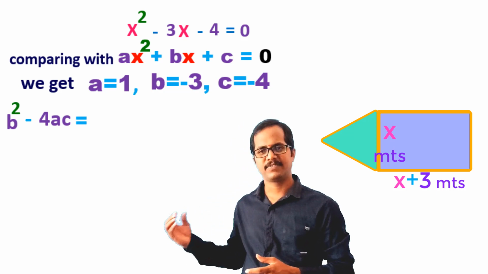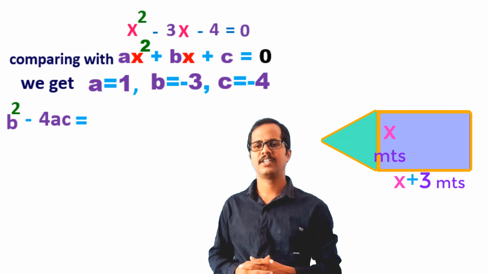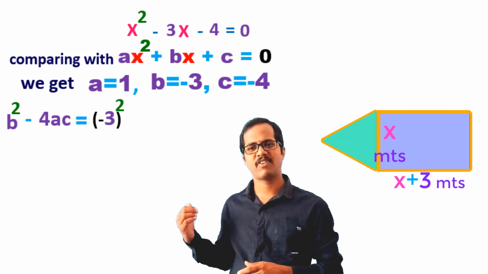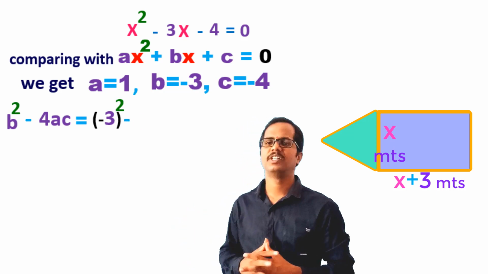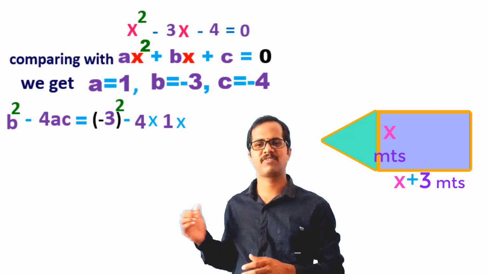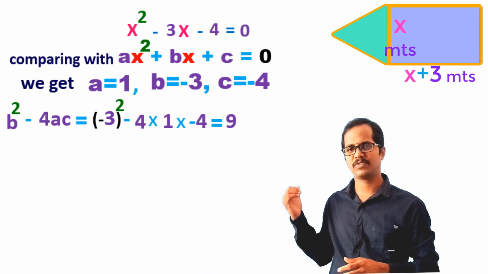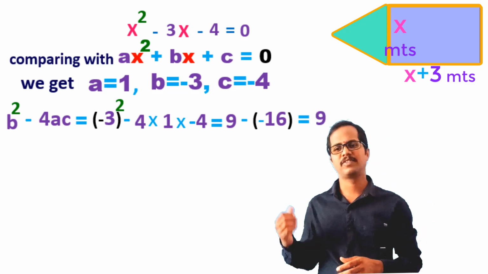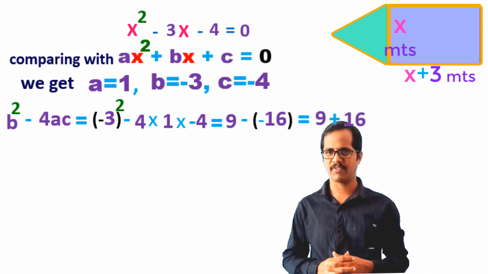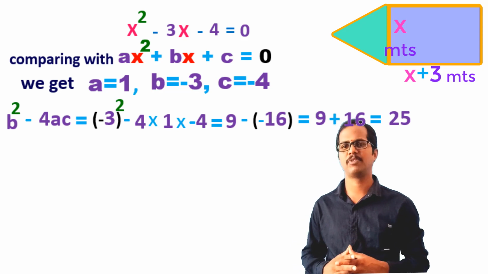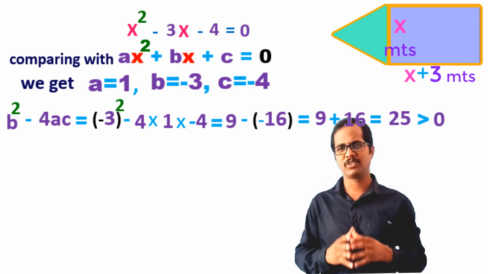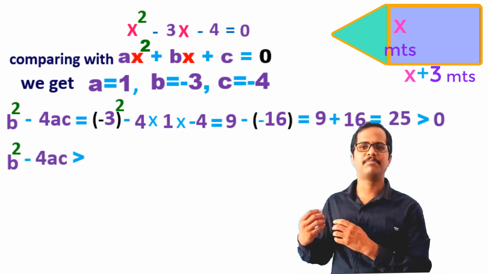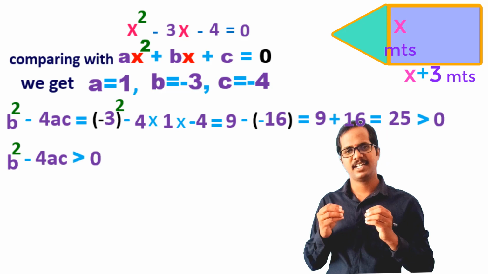So let us find out b square minus 4ac. b square minus 4ac equals minus 3 square minus 4 into 1 into minus 4. So minus 3 square equals 9 and 4 into 1 into minus 4 we get minus 16. Minus of minus 16 will become plus 16. So we get 9 plus 16 which equals 25. And 25 is a positive real number, that means it is greater than 0. So the value of b square minus 4ac is greater than 0. Hence the obtained quadratic equation has real solutions.